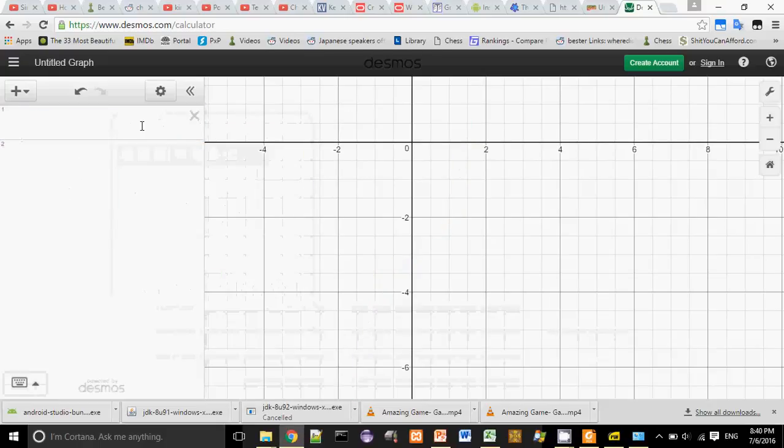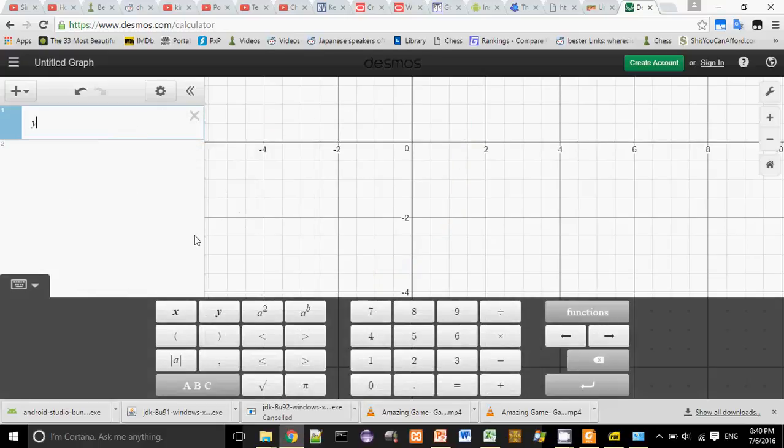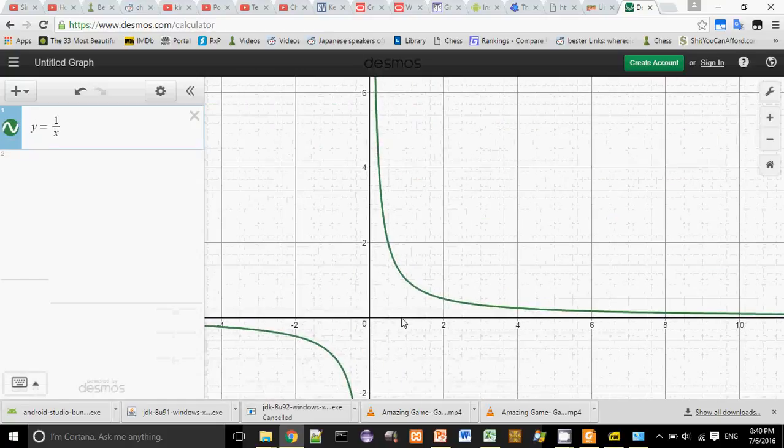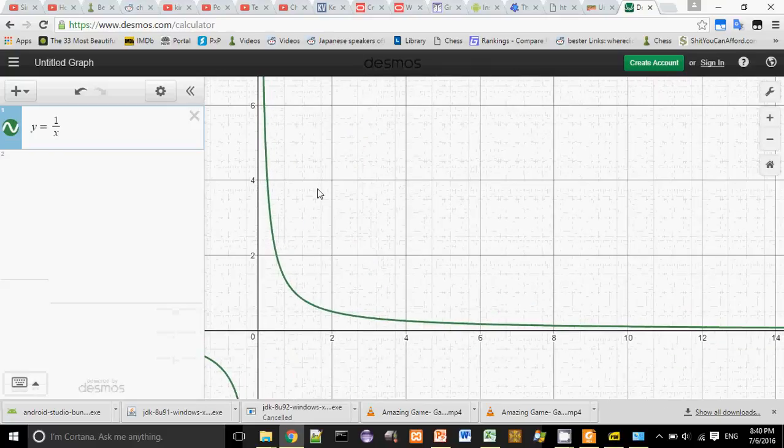Alright, more nonlinear functions. What's the one starting with H? Do you remember? Sounds really fancy. Hyperbola. 1 over x is a classic example. Actually, I really want to explain this a bit.